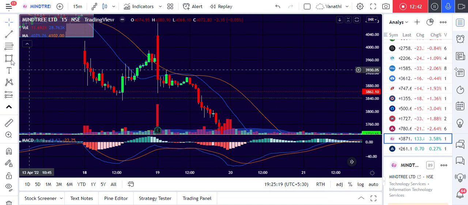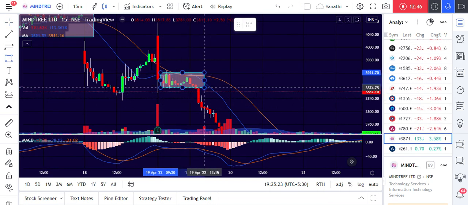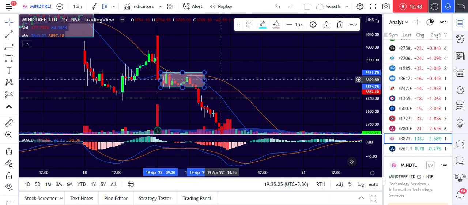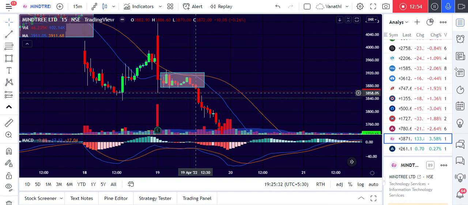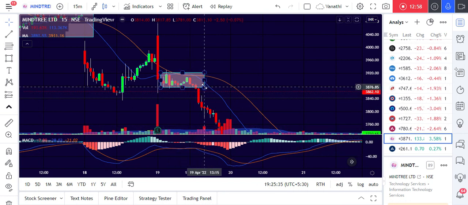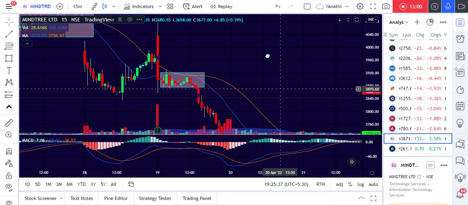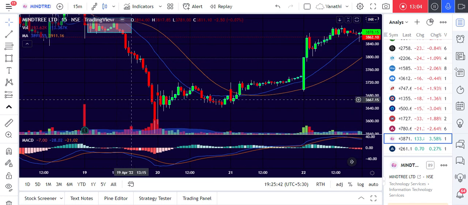So the price consolidated here around this moving average. So once it breaks this consolidation zone, and also the MACD is already below zero, we can take entry here, and it gave a very nice downside movement.